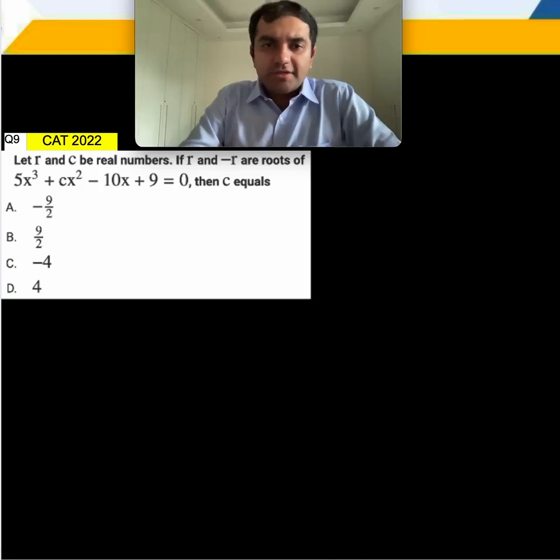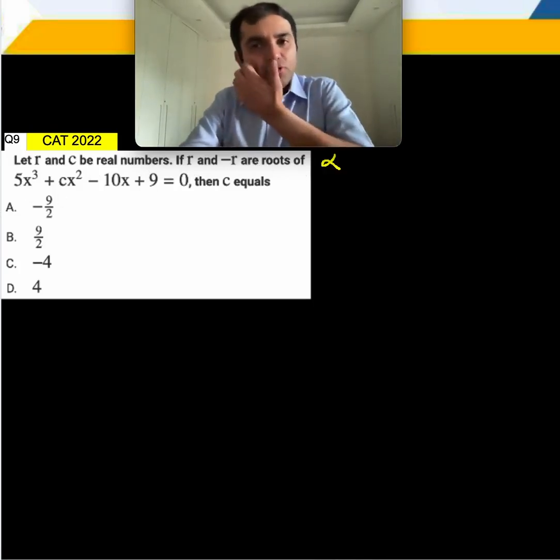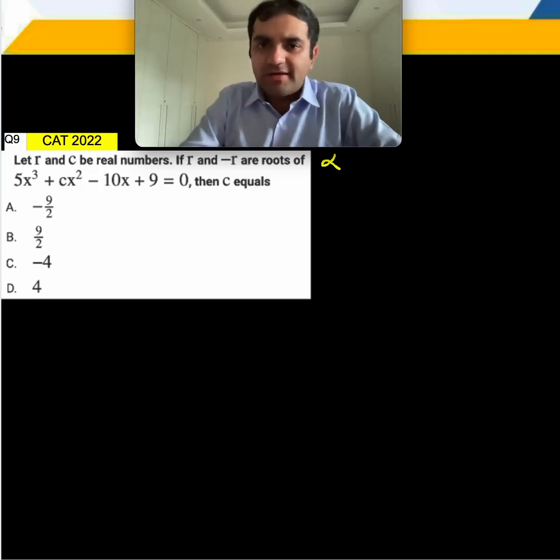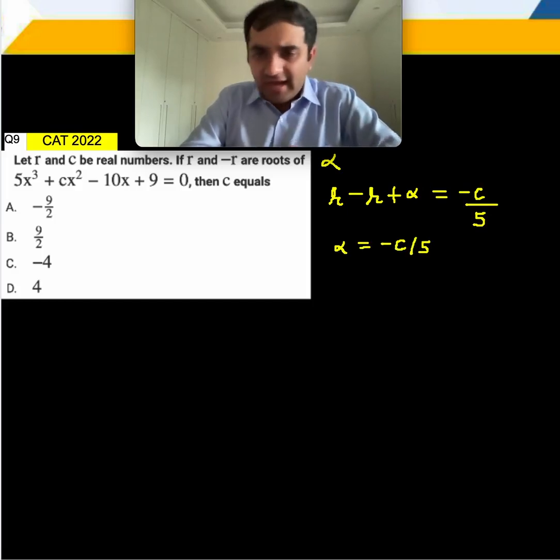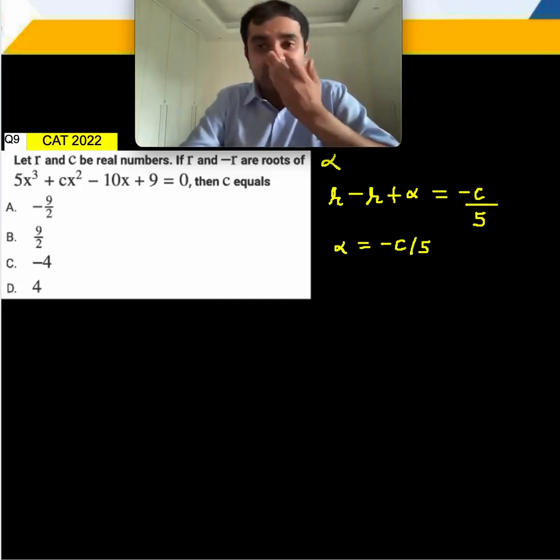Question on quadratics. You have r and c be real numbers. r and minus r are the roots of this cubic polynomial. So let the third root be alpha: r, minus r and alpha. So let us write down the sum of roots. r plus minus r plus alpha will be minus b upon a, that will be minus c upon 5. Okay, from this alpha comes out to be minus c upon 5. I need the value of c, for c I need alpha.